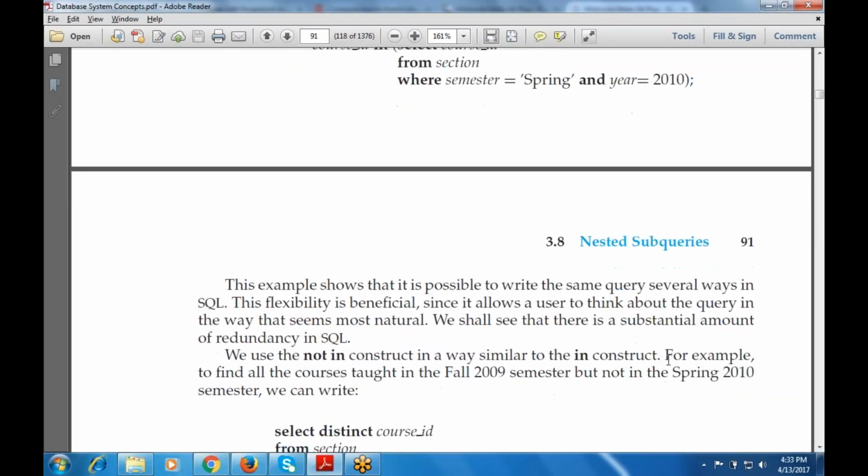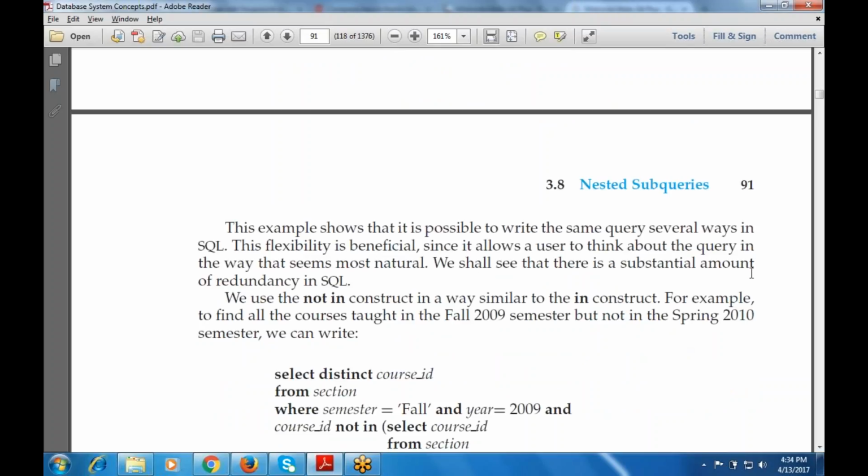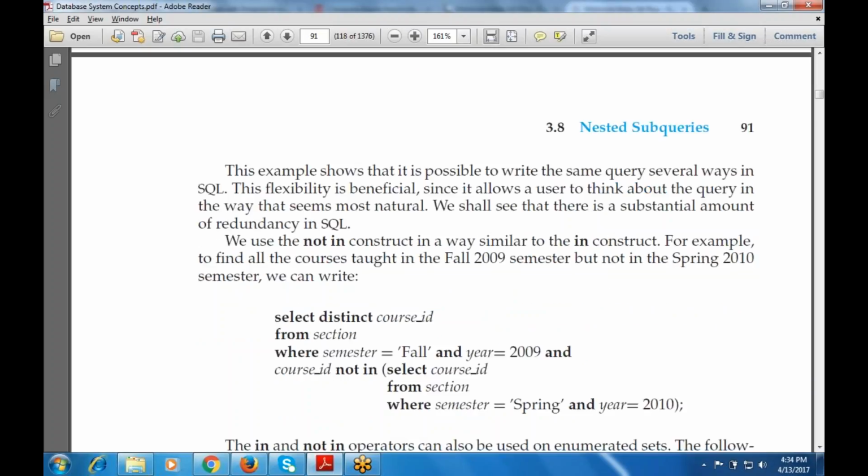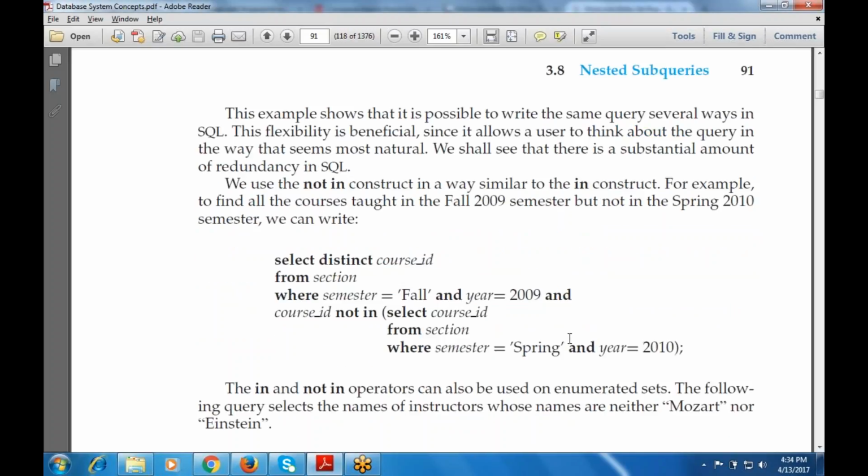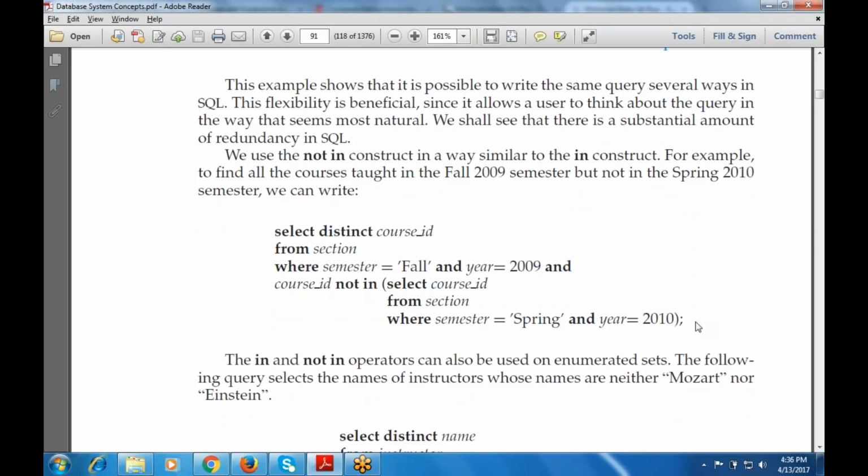We shall use that there is a substantial amount of redundancy in SQL also. So we are using the not in construct in a way similar to the in construct. To find the courses taught in the fall 2009 semester but not in the spring 2010, we use: select distinct course ID from section where semester equals fall and year equals 2009, and course ID not in (select course ID from section where semester equals spring and year equals 2010).